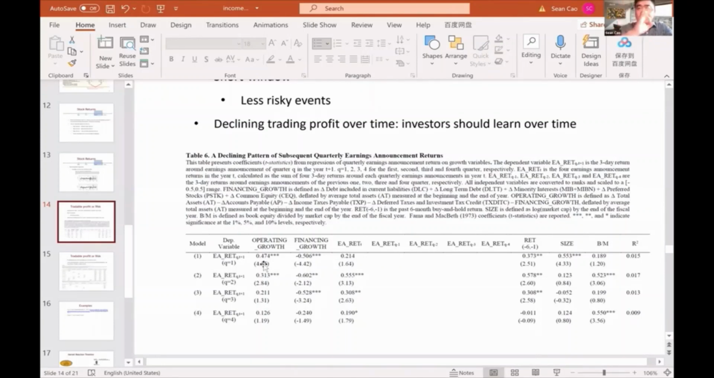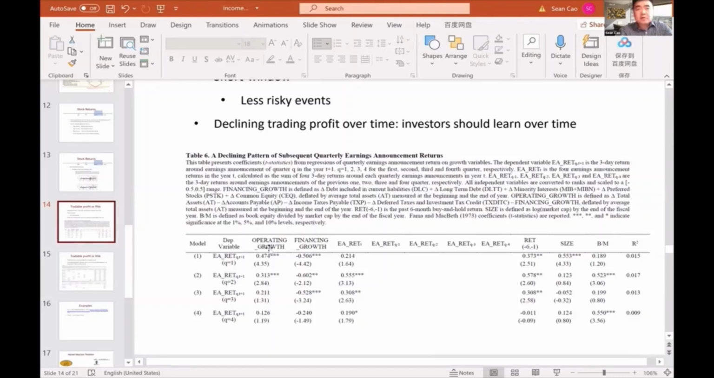On a quarterly basis, that's a 3 days return. The red line is the classic one, and that's very high. The green line, in the next quarter, 3 months later, operating growth can predict about 31 basis points. And after another 3 months, there is no return.